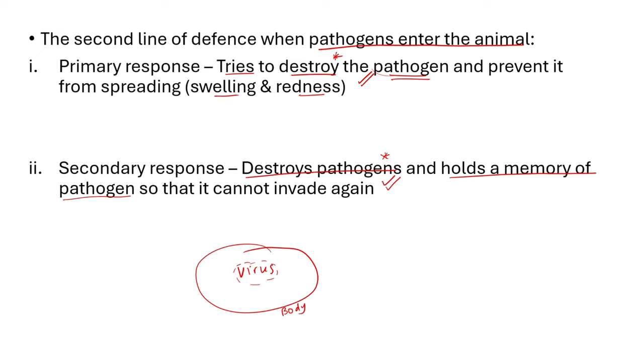So the secondary response of the second line of defense of your immune system destroys the pathogens, but it definitely holds a memory of how the pathogen looks, so that when the same pathogen attacks your body again, it will be able to destroy it quickly. Okay? So the secondary response destroys the pathogens and holds a memory of the pathogen so that it cannot invade again.